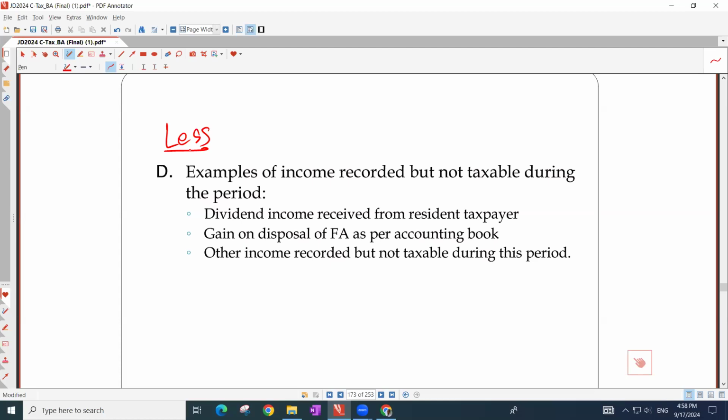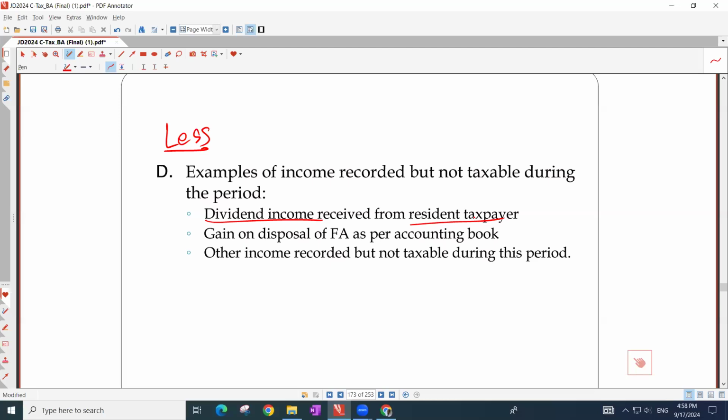So the income that is not taxable, the first one is dividend income. Dividend income received from resident taxpayers is exempted from income tax. But if we receive dividend income from a non-resident taxpayer, it's taxable.